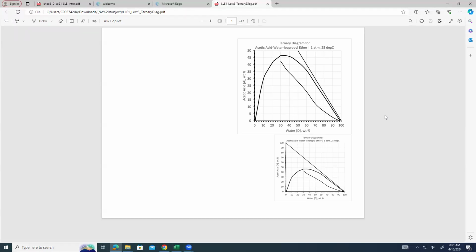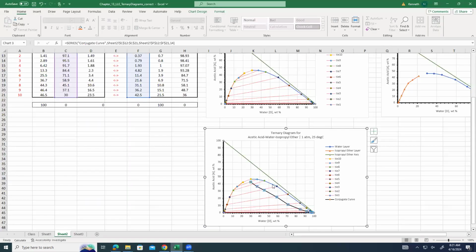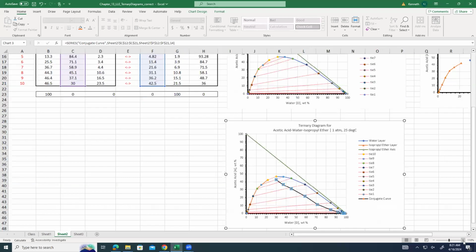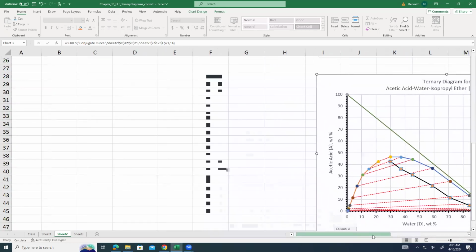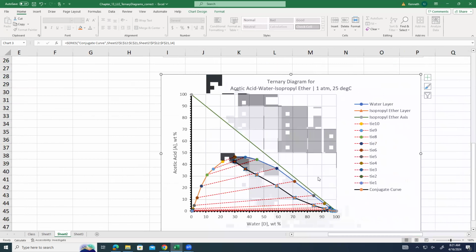Pretty much, for example, if we had a point here and we wanted to make a tie line, it's just making a right triangle using this conjugate curve. Go straight down, then across. And so not only will we have our composition for the other layer, but we would make our tie line like that. And those are the lines that we see here.